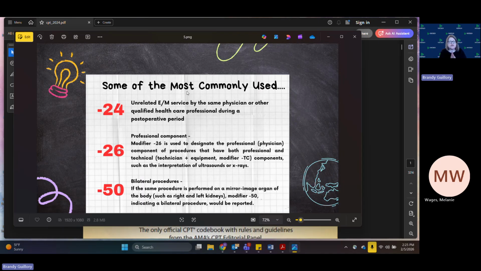Okay. So let's see. 24 is one that is common. An unrelated E&M service by the same physician or other qualified healthcare professional during a post-operative period. All right. So a couple things to understand that you might not be aware of: what a post-operative period is. A post-operative period is a length of time after a patient has a certain procedure. They call that the post-operative or after procedure period.